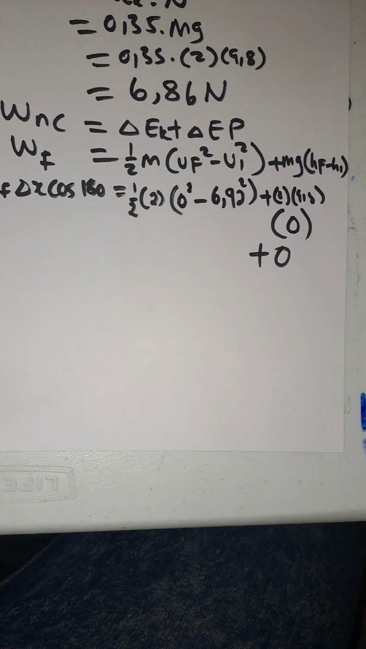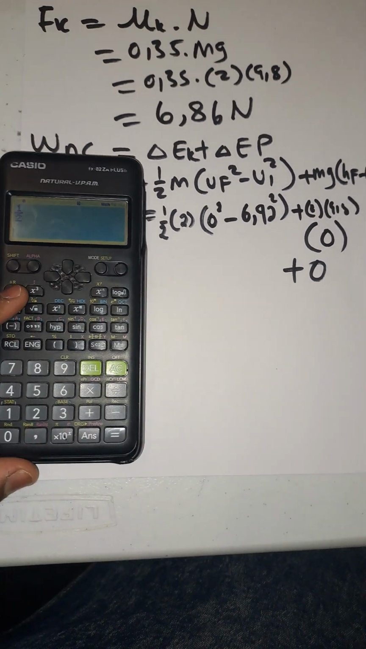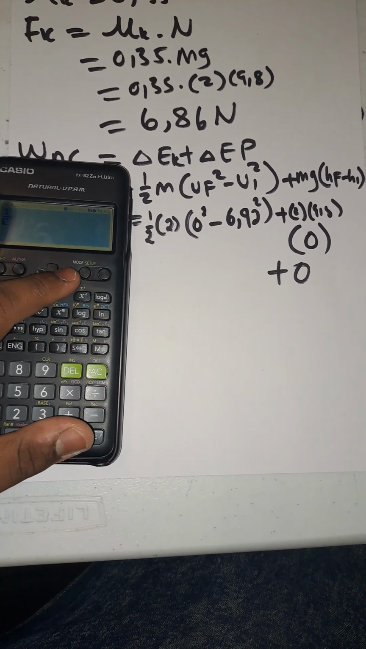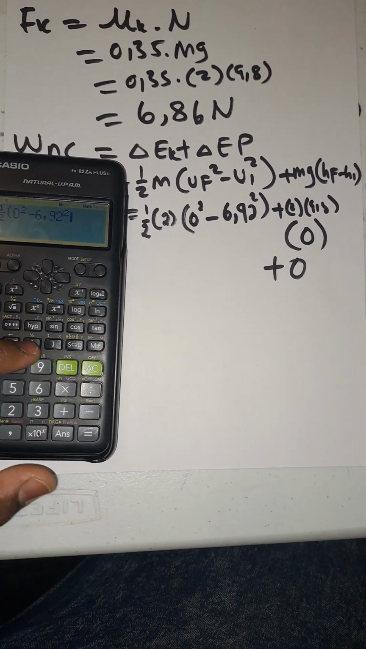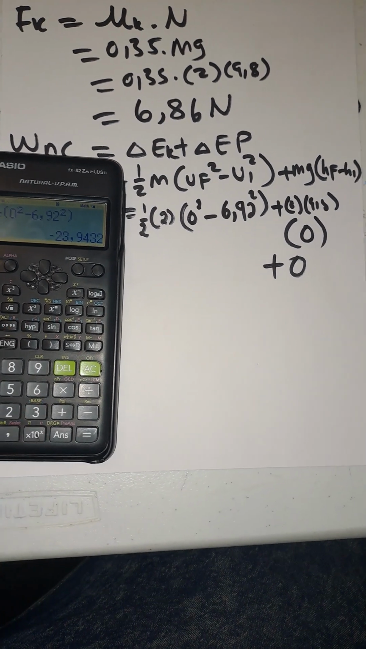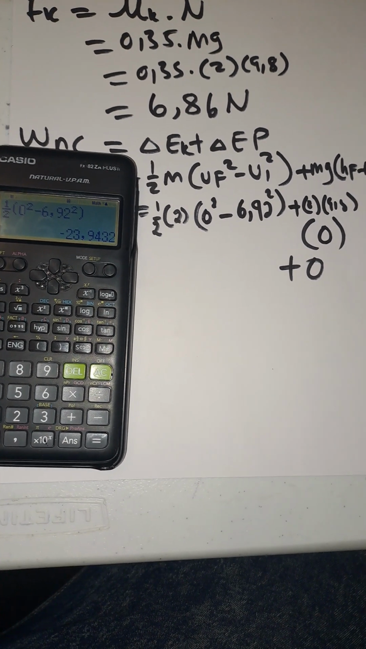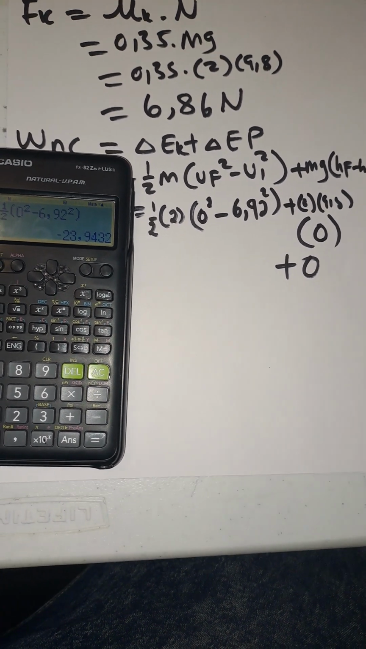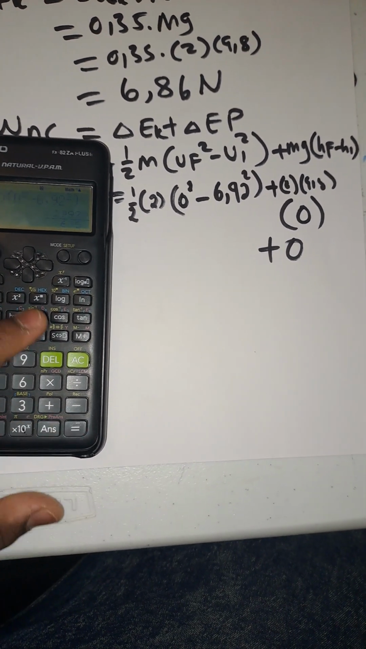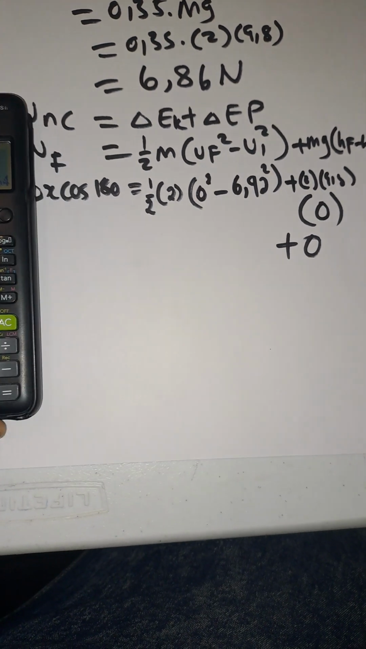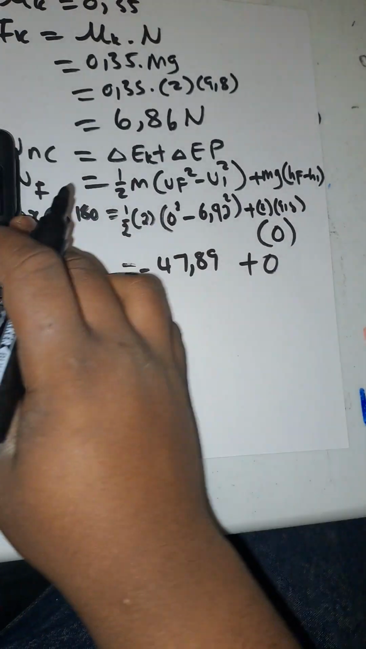Simple. Don't waste your time there. You just have to be critical and think outside the box. So what is it? 1/2 times (0 squared minus 6.92 squared). What is the answer there? Negative 23.9432. Did I substitute? Oh, I left out the mass. So it is negative 47.88, so negative 47.89. I can simply do that.